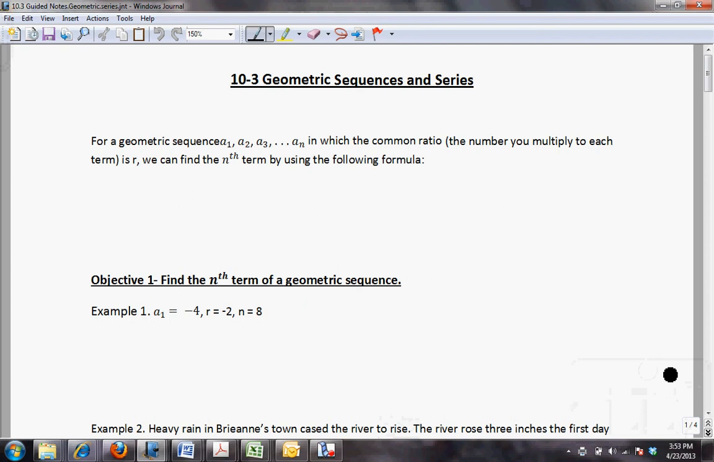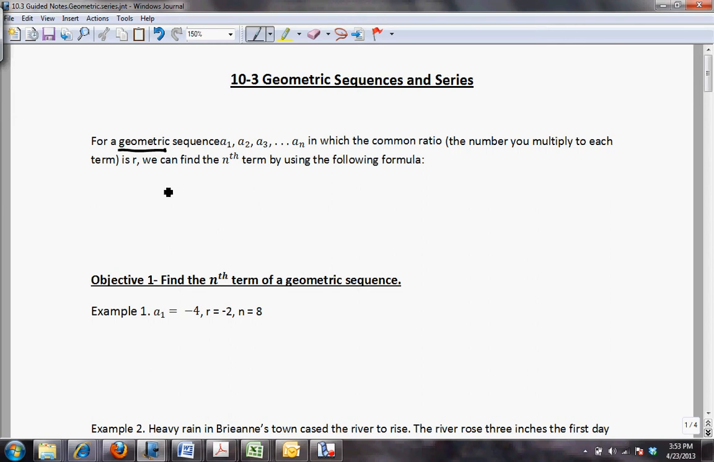Short notes on 10-3 geometric sequences and series. They'll go quick since we've already been working with arithmetic, same concepts, just a different formula. For a geometric series, geometric just means it's being multiplied by a constant ratio rather than being added, like arithmetic.